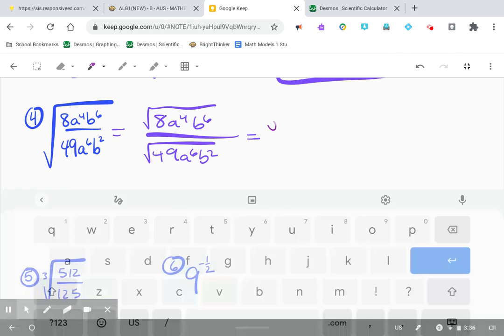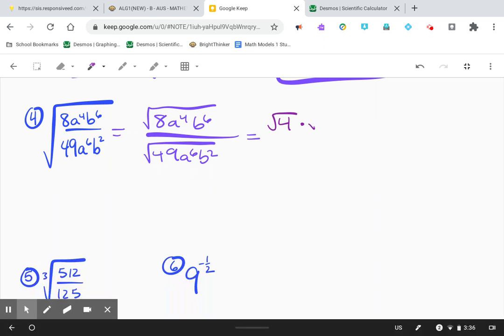So we'll go through. We're going to have the square root of 4 times the square root of 2 times the square root of a squared times the square root of a squared, because there are 4. Then the same thing with b. I'm going to have 3 of them: b squared, b squared, b squared.